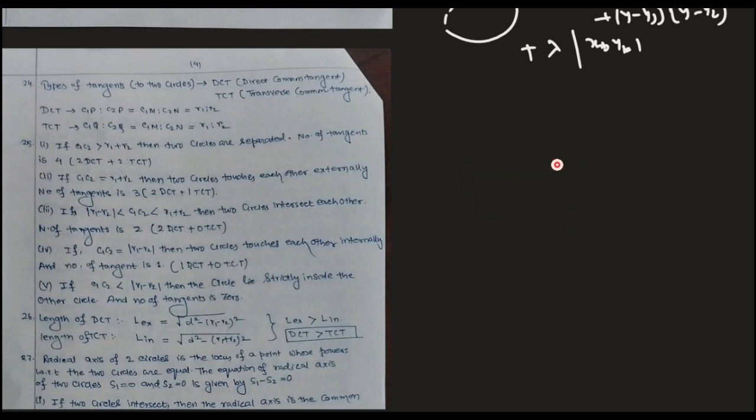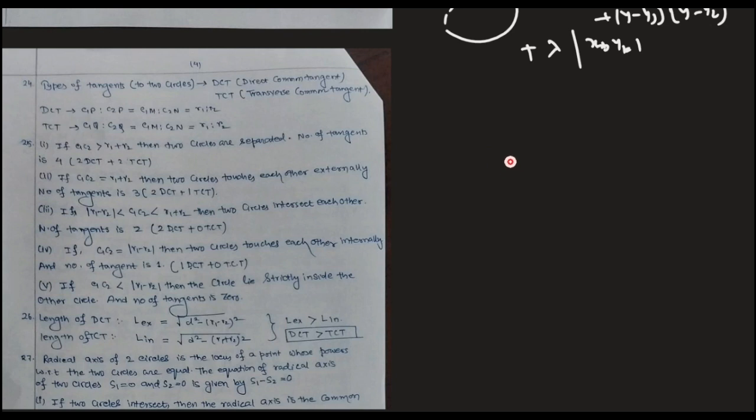First of all, if it happens, then the two circles intersect each other. Now we first discuss this point 4. If the two circles internally touch each other, then only one tangent is present. Now it may happen that C1C2, the distance between two centers, is the modulus of R1 minus R2. That means the two circles touch each other internally and the number of tangents is 1.